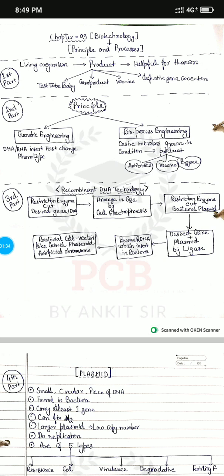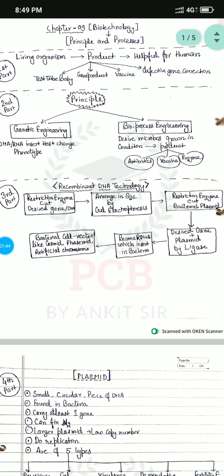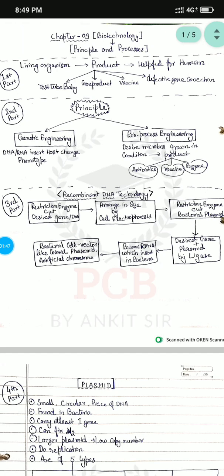The second part is the principle. There are two types of principle on which biotechnology is based. Number one is genetic engineering, and number two is bioprocess engineering. In genetic engineering, DNA and RNA are inserted inside the host to change the phenotype of any type of host. Bioprocess engineering deals with products obtained with the help of microbes which are grown in any condition, and the products may be antibiotics, vaccines or enzymes.